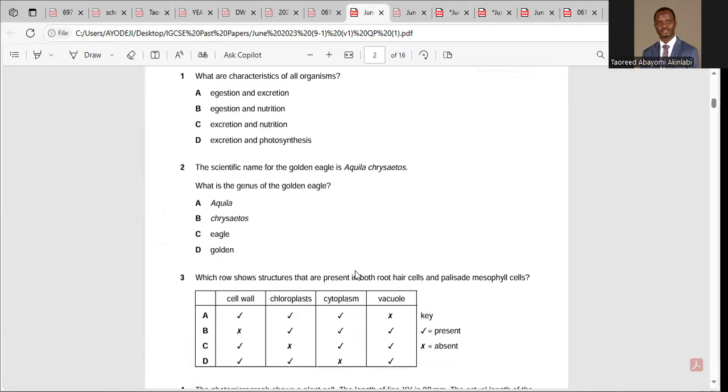When writing the genus, it usually starts with a capital letter, but the other letters will be in lowercase, small letters. Now, for this question, the genus is Aquila, which is option A.